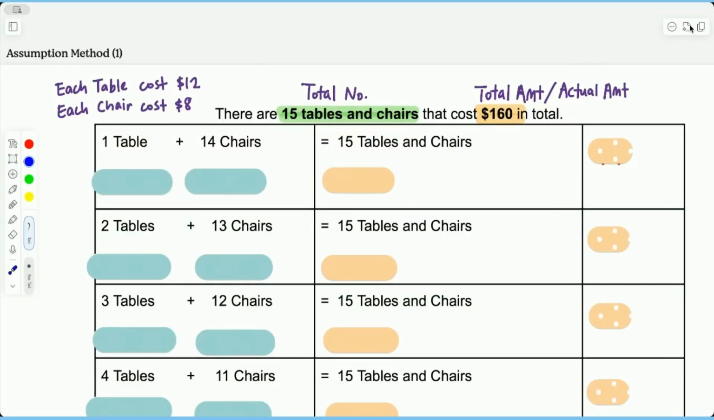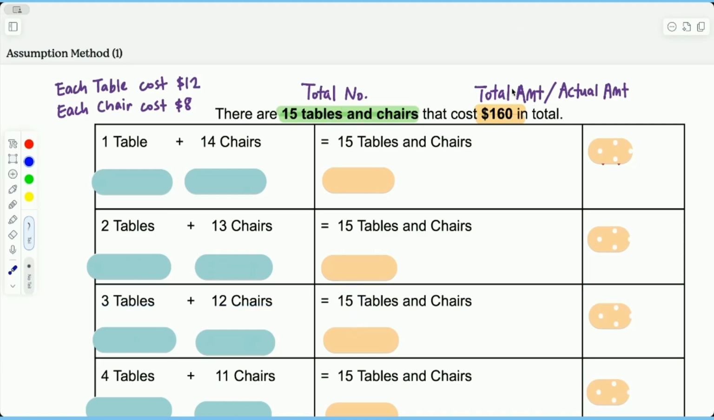To visualize this scenario a little bit better, let's take a look at this list that we have here. There are a total of 15 tables and chairs. That could mean 1 table plus 14 chairs. That gives us a total of 15 tables and chairs. It could be 2 tables plus 13 chairs. That gives us 15 tables and chairs. We can also have 3 tables plus 12 chairs. That also gives us 15 tables and chairs.